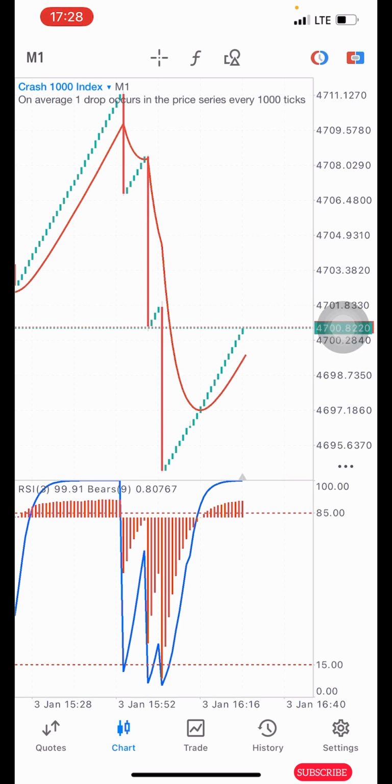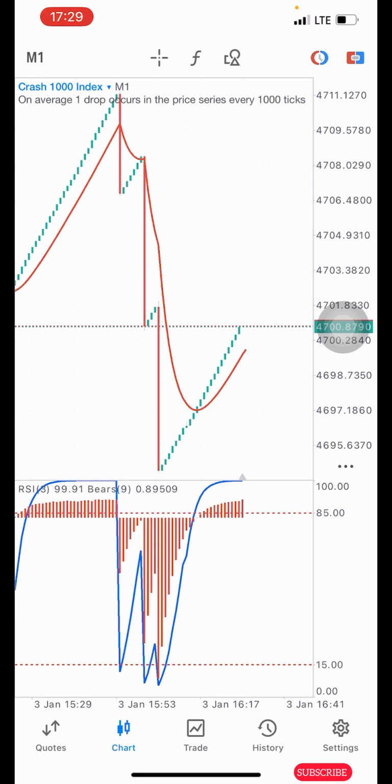Make sure you practice this for like a week or two on your demo account to see if the strategy is working for you, or you can backtest to see the past performance of this strategy before you go in live with your hard-earned money. Okay, so that's all you need to know about this strategy. I'll be sharing with you guys the indicator setup now.